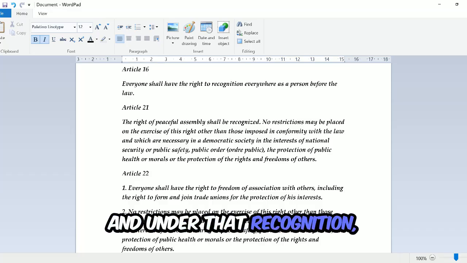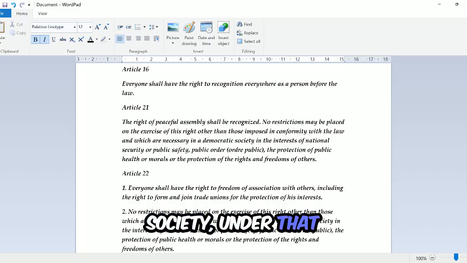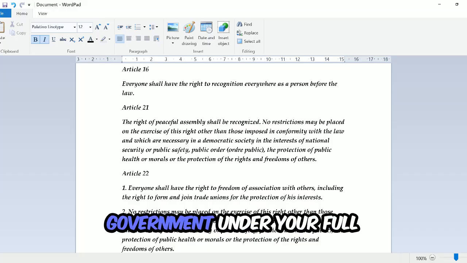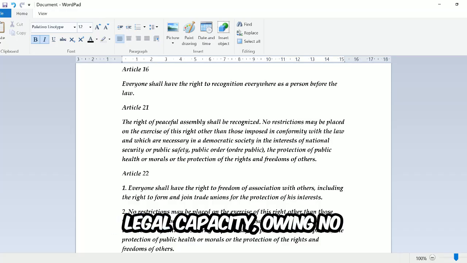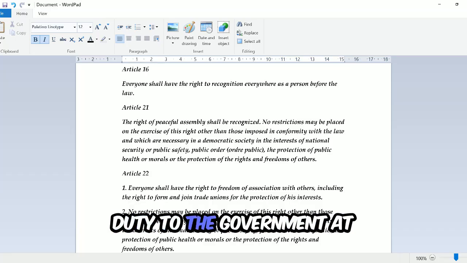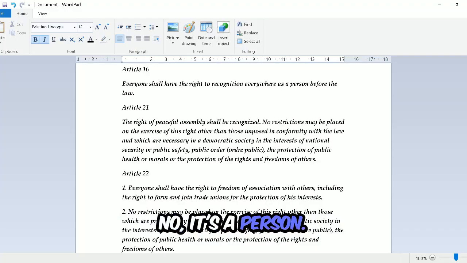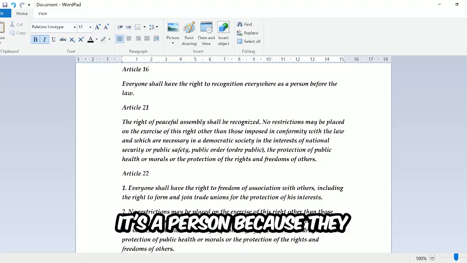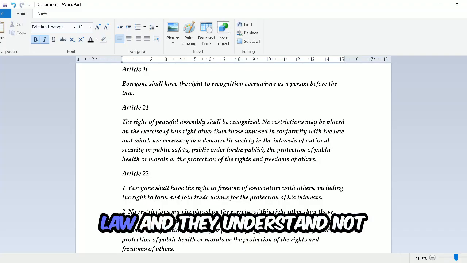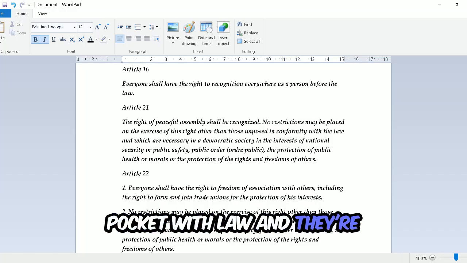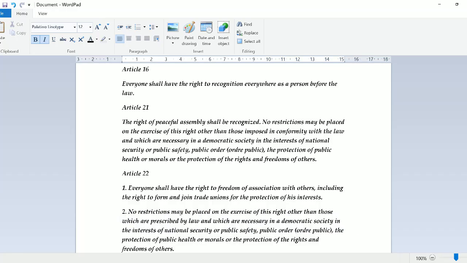And under that recognition, under that principle of society, under that peremptory norm, that obligation, they recognize you without any additional obligations to the government. Under your full legal capacity, owing no duty to the government at all. And these guys are out there picking your pocket and confusing you and telling you, well, no, it's a person. Don't take recognition. Well, it's a person. Because they understand not the rule of law, and they understand not the principles of justice, and they're picking your pocket with law, and they're picking your pocket of money.